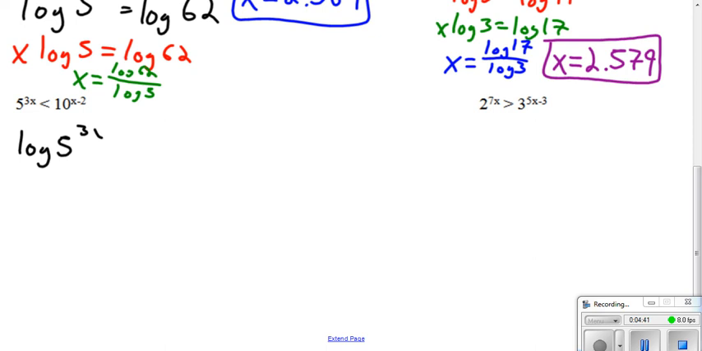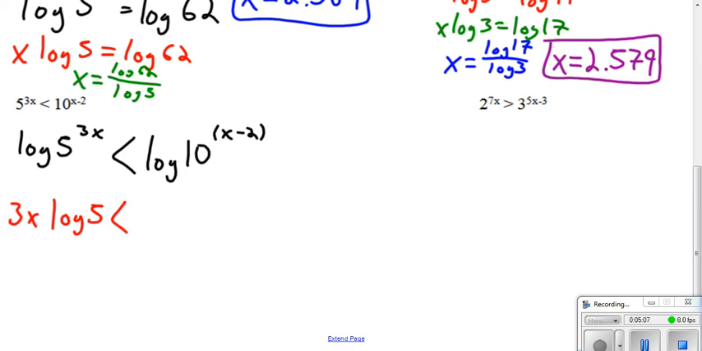Log of 5 to the 3x is less than log of 10 to the x minus 2. I'm putting it in parentheses just so I remember that it's that whole thing, log of 10 to the power of x minus 2. Now our properties allow us to bring those out to the front. So 3 times x times the log of 5 is less than x minus 2 times log of 10.